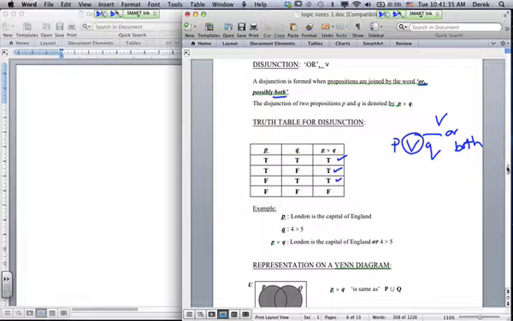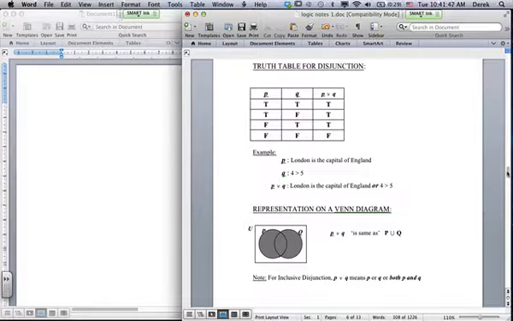Now, it can be related in our Venn diagram by here, where we have P and Q, and we can see that the shaded region here is all of this, because it can be both. So it can be P, it can be Q, or it can be both, this area over here. So all of that is our P disjunction Q.